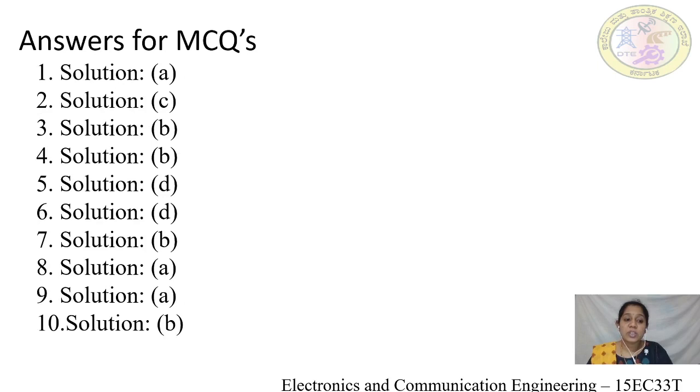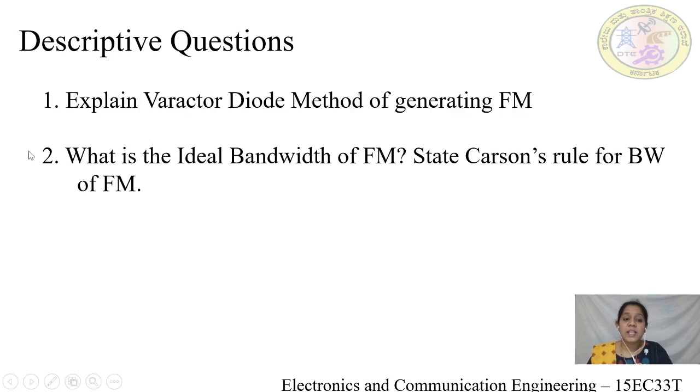So these are the solutions for the MCQs. And what are the descriptive questions that may be asked from the session? So explain the varactor diode method of generating FM. Yes, so we know that the varactor diode method is a direct method of generating FM, where the carrier frequency is varied in accordance with the amplitude of the information signal directly.